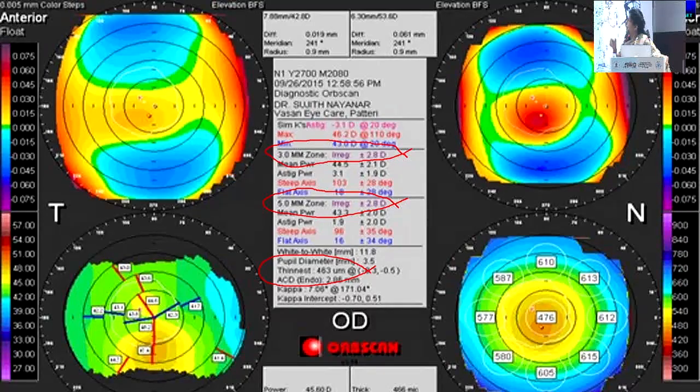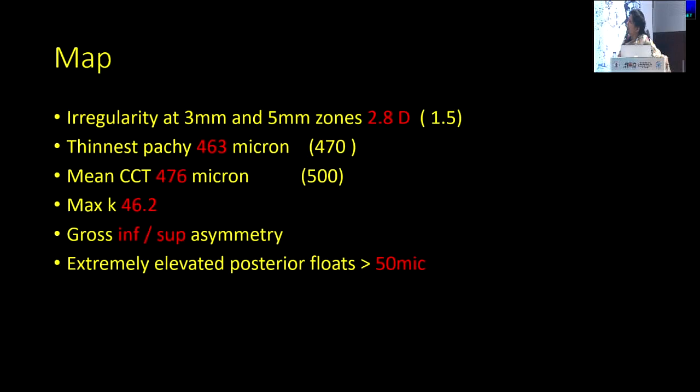Now you come to the maps and you see that there are indicators everywhere, whether it be the pachymetry or the anterior and posterior elevations or the steepest K. So you can see that all these parameters have some or the other red markers, which may not be very gross, but are subtle. So you can see that both the 3 and 5 mm zones have high irregularity.